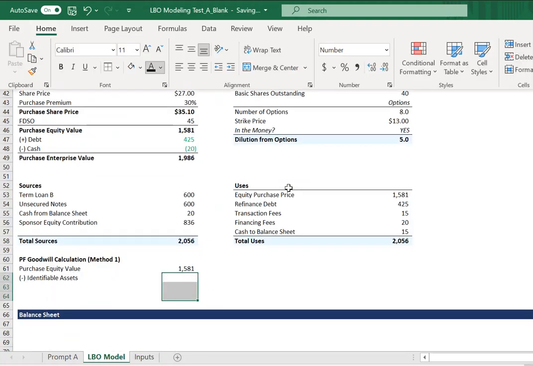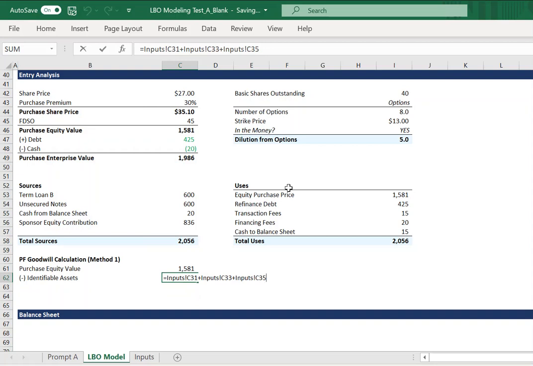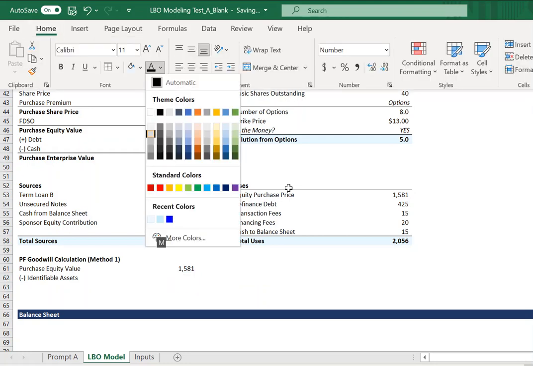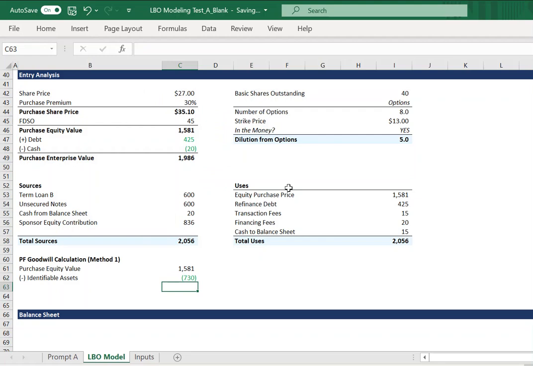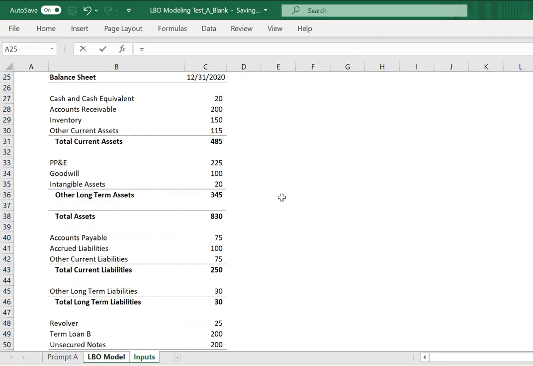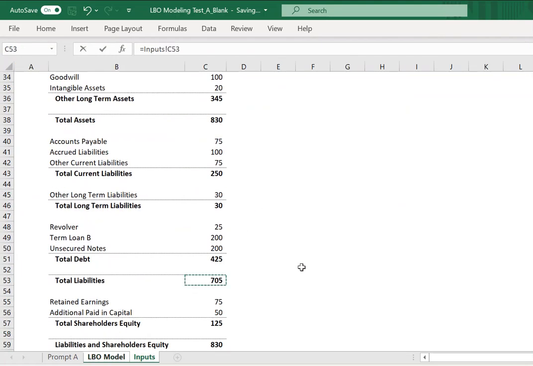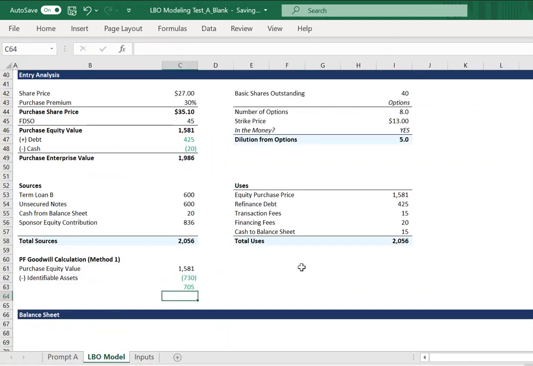And then we're going to want to subtract this. We'll go ahead and make this green, linking to another tab. And then we're going to want to add the sum of our liabilities. So go grab all of our liabilities. And the sum of that is equal to our pro forma goodwill. And so that's method 1.